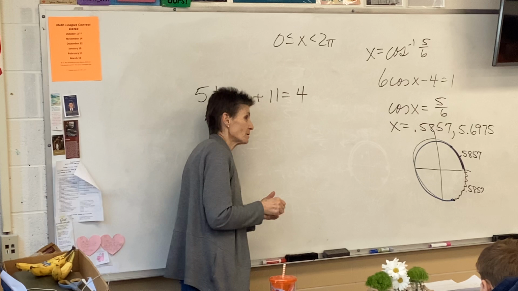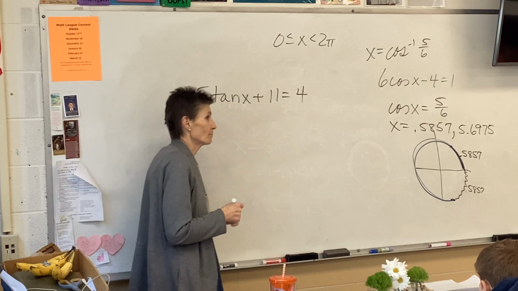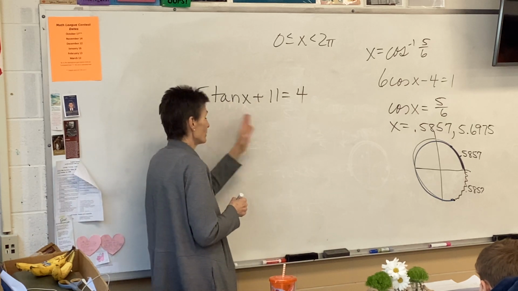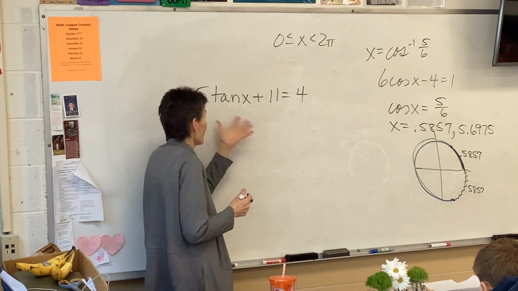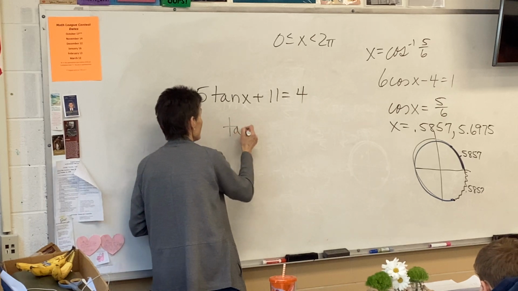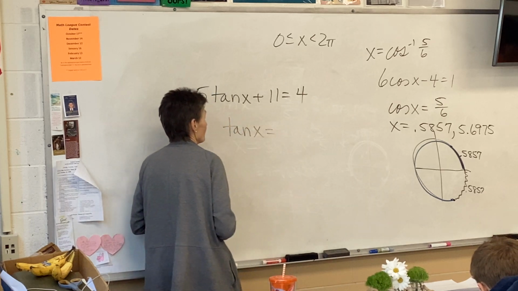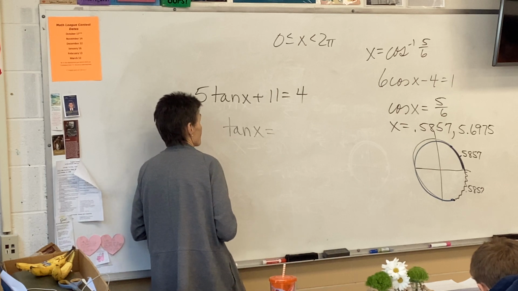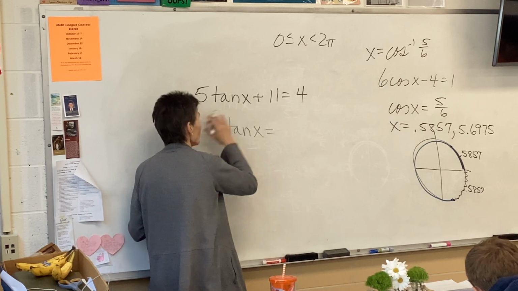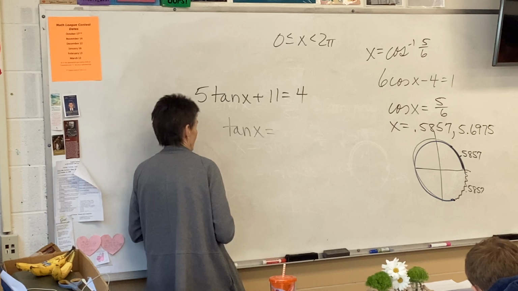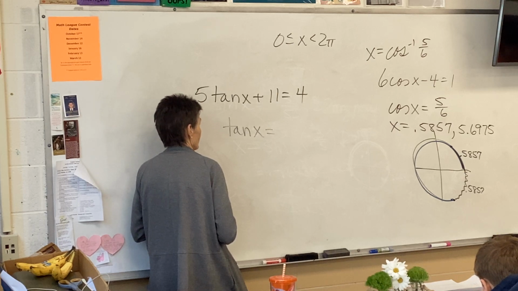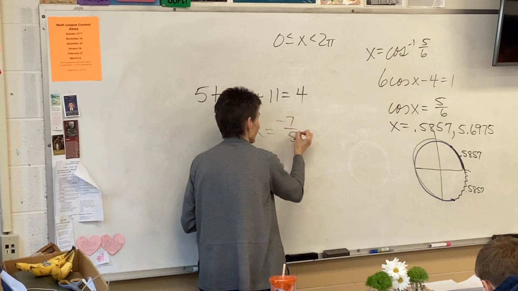So Xander, is your pencil moving? Okay, well, you can get it started. What do I know about tangent? Tangent has to be what? Oh, it's going to be y. Okay, time out. Solve this, start with the equation, minus the 11, and then divide by the 5. Yep, so negative 7/5.